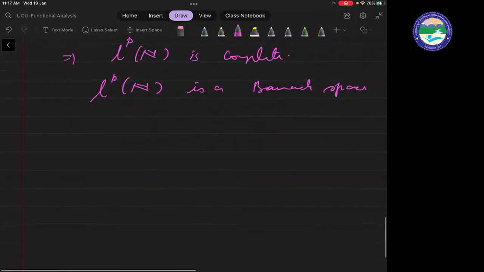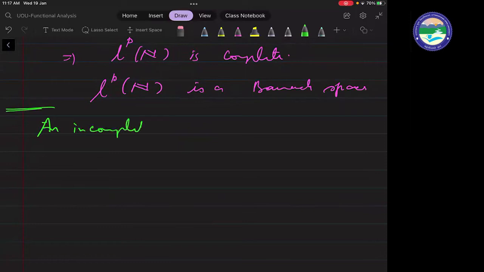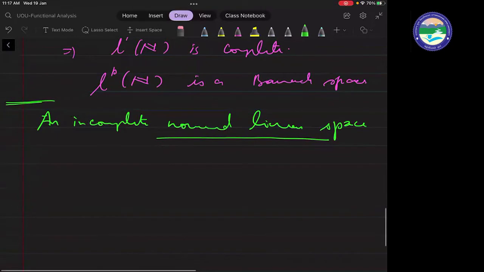So I promised you that I will give you an example of a normed space which is not complete. An incomplete normed linear space. So, see, we have given here an example, LPN is a Banach space. Now, you see, these are spaces of sequences which satisfy some properties. Okay. Now, what you do?